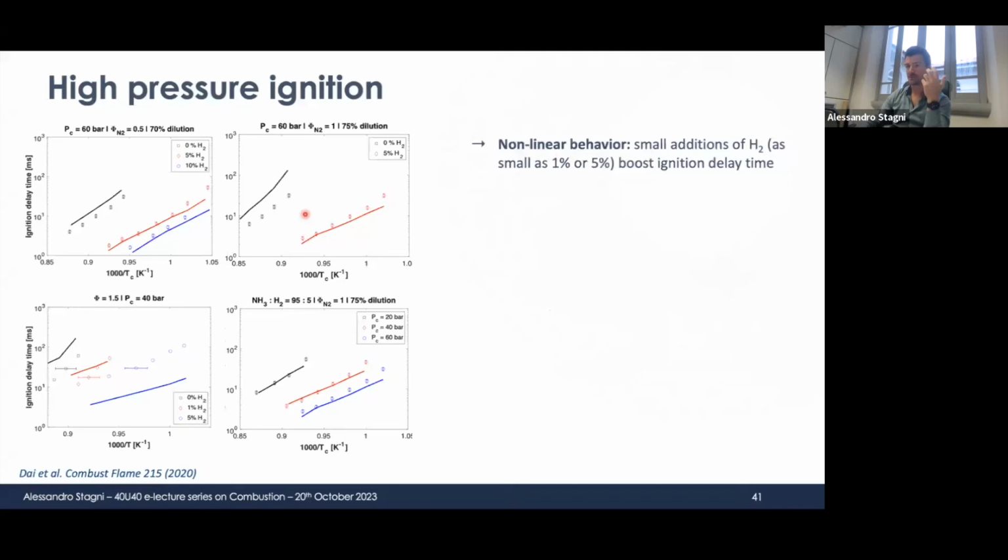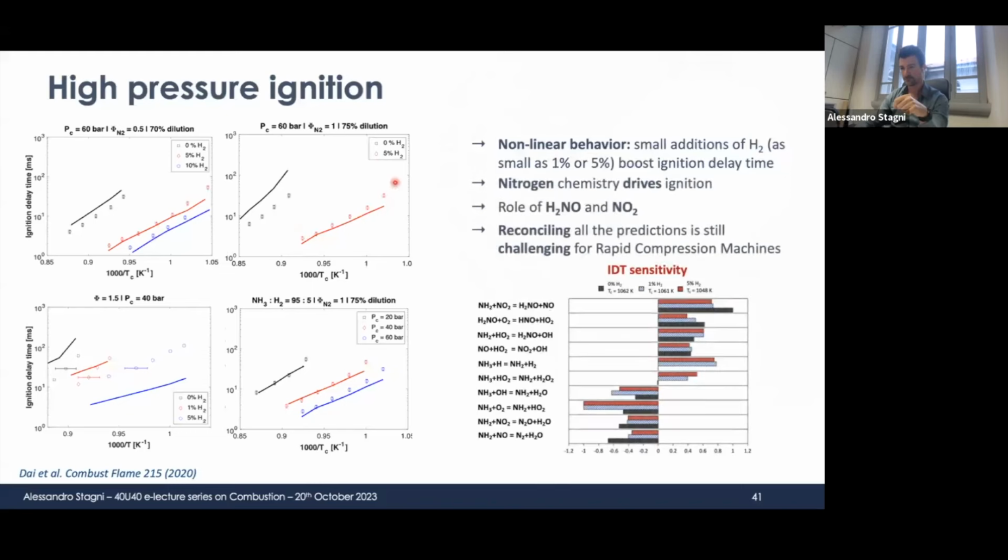Moving to high pressure, just to complete the picture, we studied the rapid compression machine at a low temperature with variable amounts of hydrogen. And here you can see that the behavior for the ignition delay time is totally nonlinear. Even small amounts of H2, as you can see here, 1% or 5%, totally boost the ignition delay time. If we consider sensitivity analysis, again, we see that nitrogen chemistry is driving ignition. And as you can see here, one of the key roles is played by the H abstraction by O2 from H2NO, which is the one we recalculated. At high pressure, finally, we have a high importance of nitrogen dioxide, because then nitrogen dioxide reacts with NH2 with a propagation channel and a termination channel, and then it regulates reactivity, becoming basically the most important reaction.